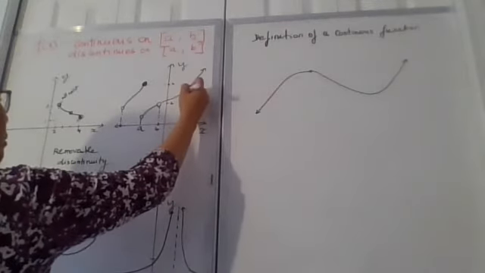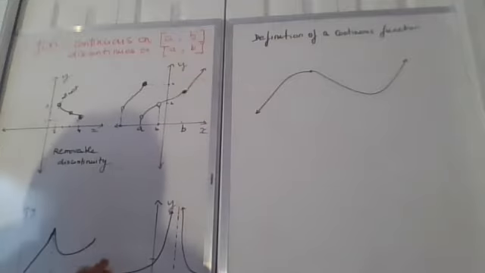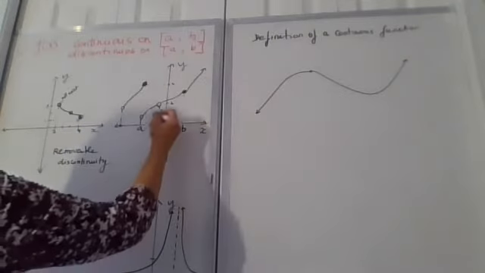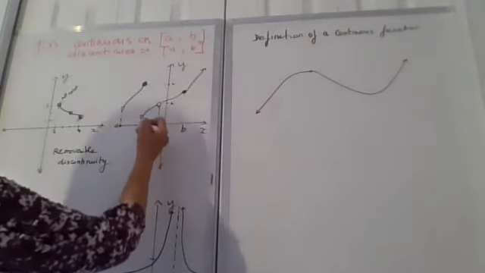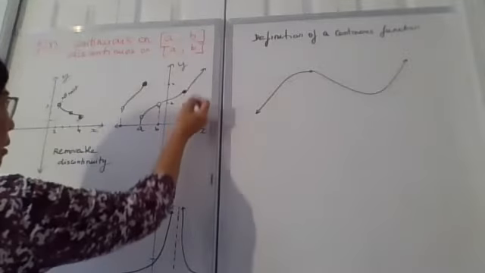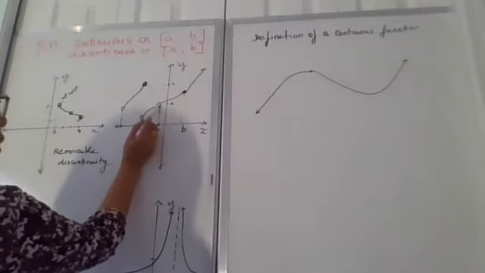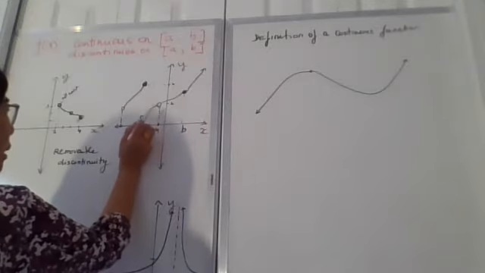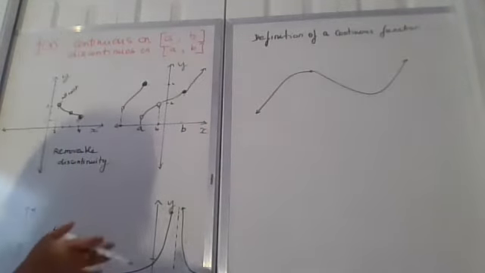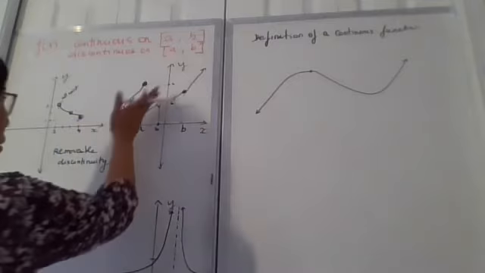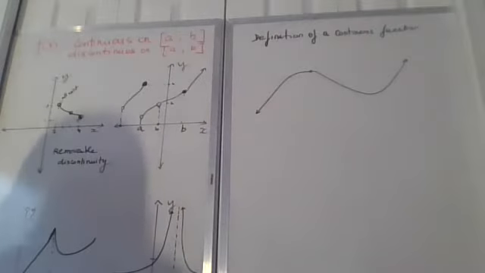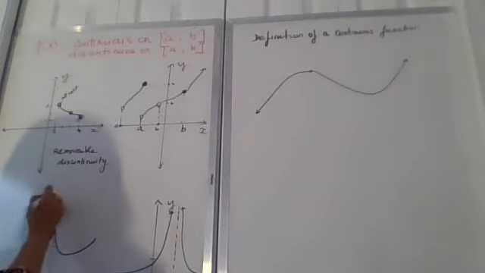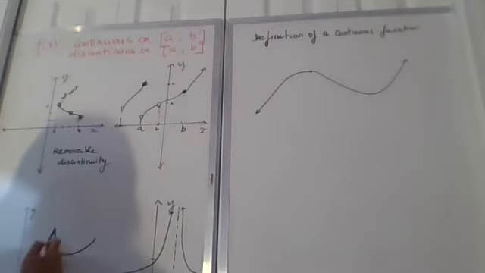Now I'm going to make this dark. So this is two holes. This is also a removable discontinuity. It means if you fill up this value, if you give it a y value, then it can be a continuous function in a shape like this. Now let's look at the third shape. Down here, you can see that this is also a continuous function.